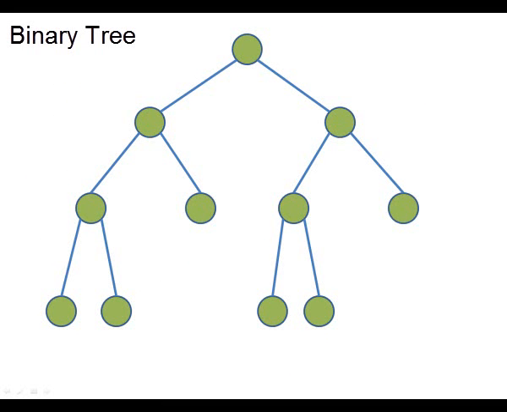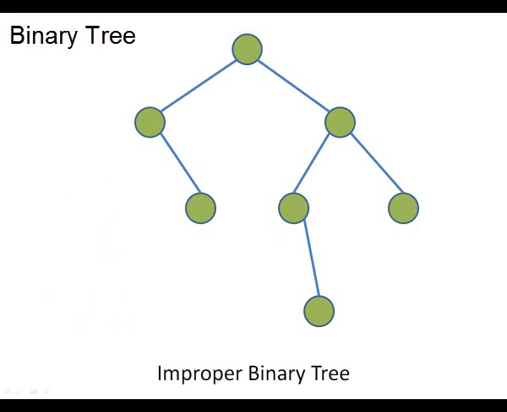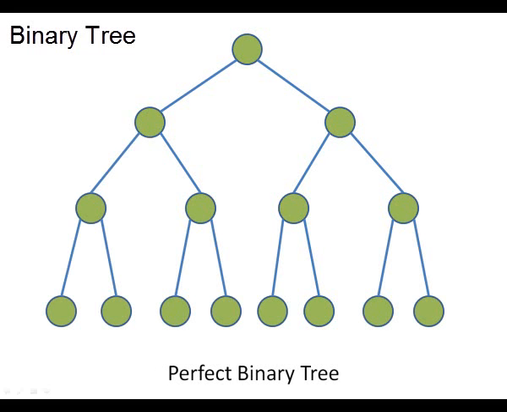Binary trees have all the same properties as regular trees, except that they may only have up to 2 children per node. Child nodes are labeled as the left child or right child. Left children precede right children in ordering. If every node has either 0 or 2 children, it is called a proper binary tree. Otherwise, it is improper. A proper binary tree, where all leaves are at the same depth, is a perfect binary tree.